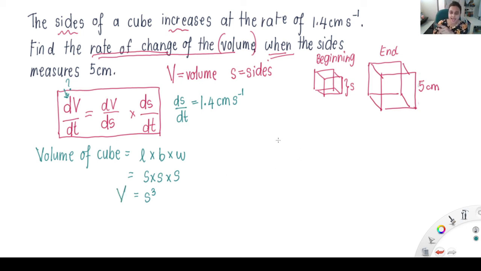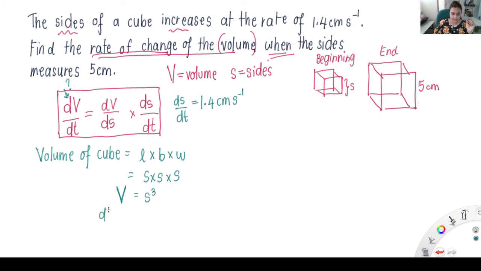Don't put the 5 yet, because if you go and put the 5, let's say 5 times 5 times 5, you'll get 125, correct? But then how are you going to differentiate this? Cannot differentiate, right? So don't make this mistake. You just have to check which one you're going to differentiate. Here on the left we have V, on the right-hand side we have s. So that's correct already. Now we can differentiate.